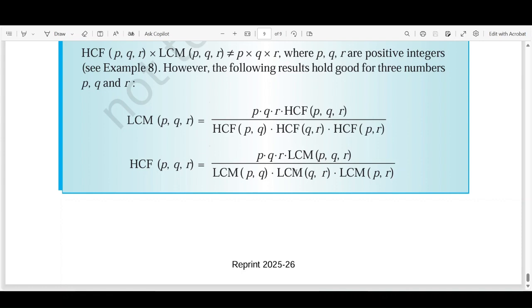So thus we have completed this chapter 1. Hope you all understood the ideas.